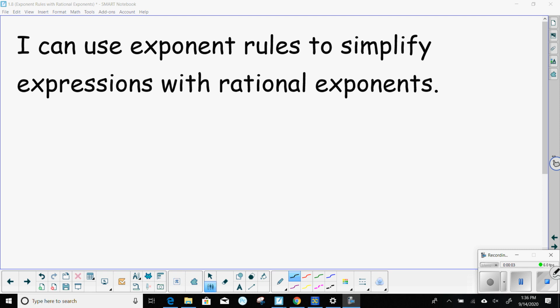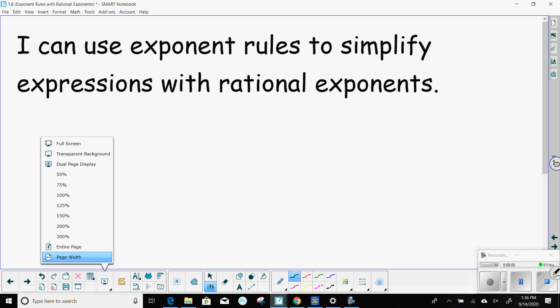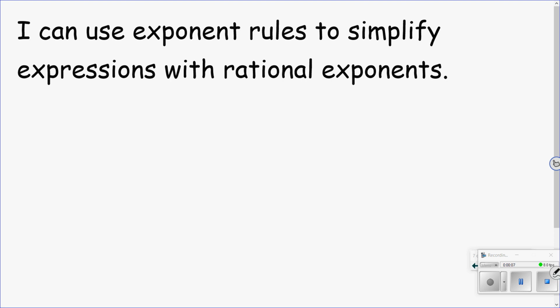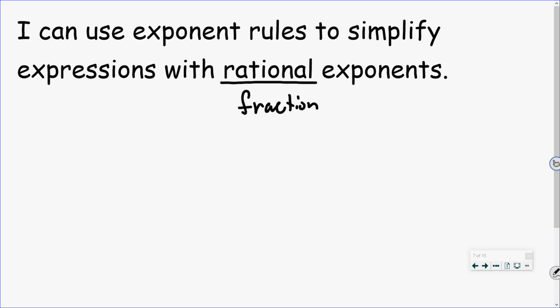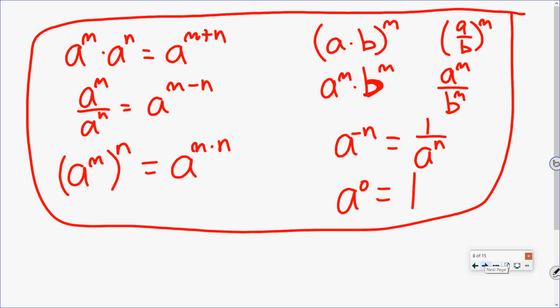Today we're going to go back and look at those exponent rules that we've already covered, but now we're going to look at them with rational exponents. Just a quick reminder, rational means fraction. So when we talk about a rational exponent, it means you can have fractions up in the exponents. Lucky for us, those rational exponents follow all those same rules that we've already gone over.